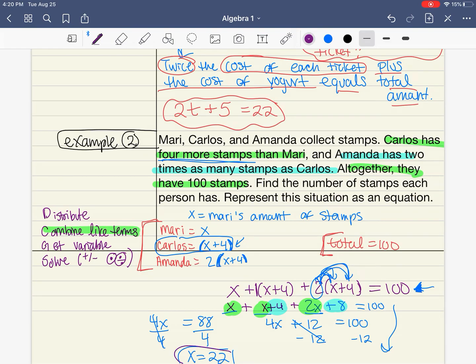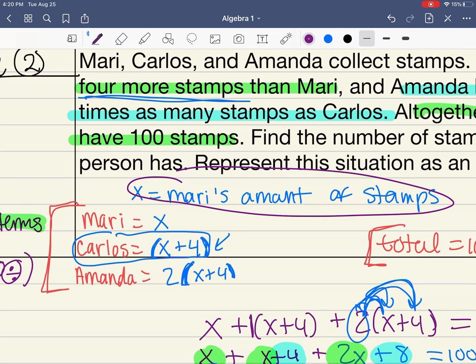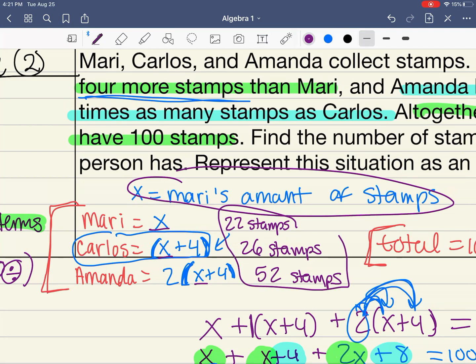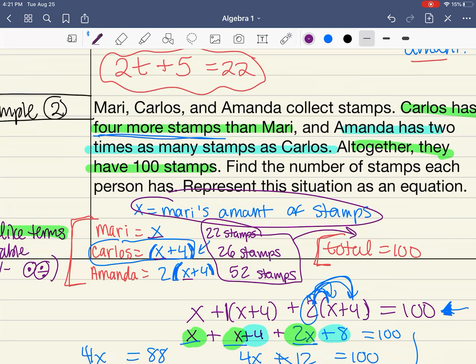So if x is 22, what did x represent? Mari's amount of stamps. So Mari has 22 stamps. So that means Carlos has 4 more. So Carlos would have 26 stamps. And then Amanda has twice of what Carlos has. So that's 52 stamps. Also, you could get these values by just plugging in your x values here. All of these add to 100 total stamps, which fits the information.